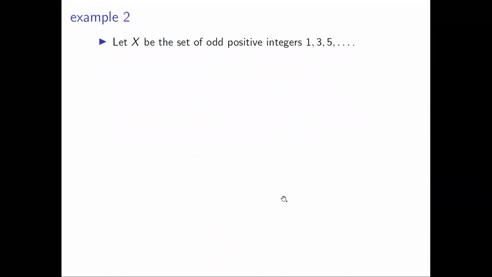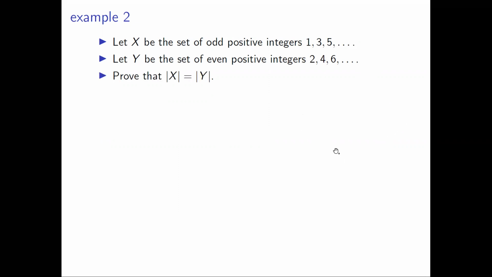Now for the second example, we'll consider some infinite sets. Let X be the set of odd positive integers, 1, 3, 5, 7, 9, and so on. So all of them. So it's an infinite set. And let Y be the set of the even positive integers. So these are 2, 4, 6, 8, and so on, going forever. And we're going to show that these sets have the same cardinality.